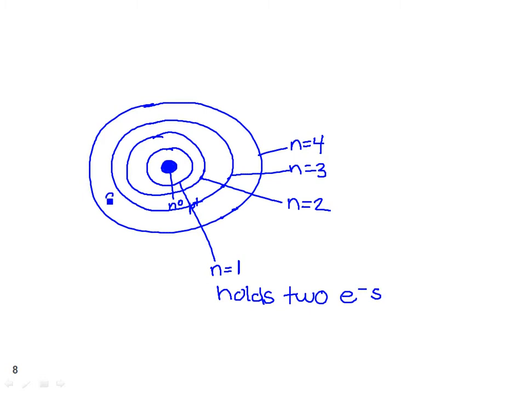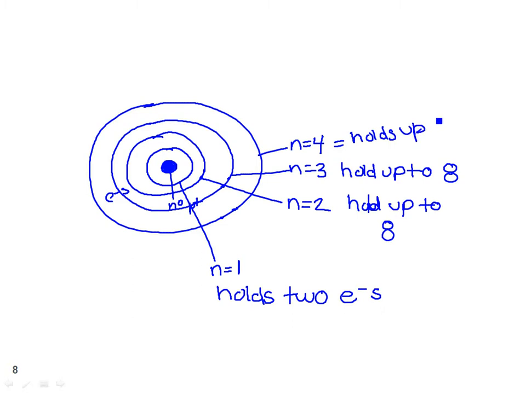So here are our electrons all around the nucleus. N equals 2 can hold up to 8, and N equals 3 can hold up to 8. As we go out further, we'll see that N equals 4 holds up to 32, but we're not going to go this far for the purposes of your course. We're only going to go up to the atomic number of 20.